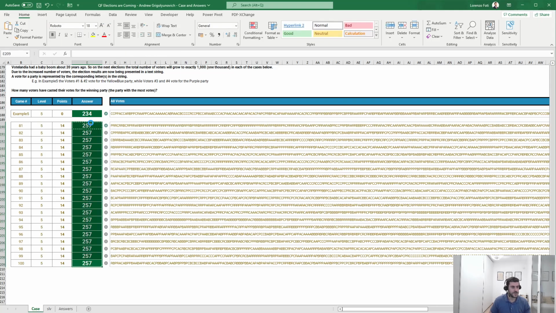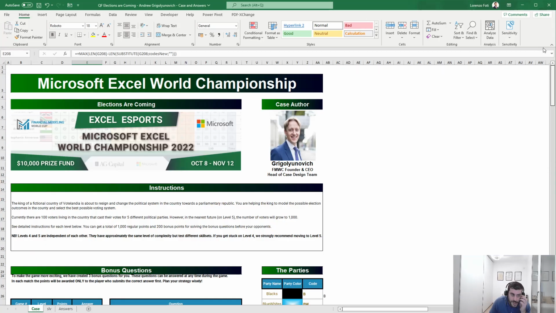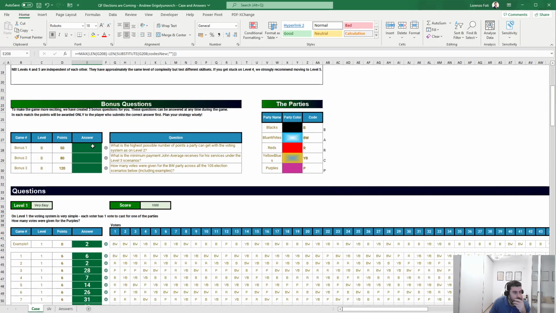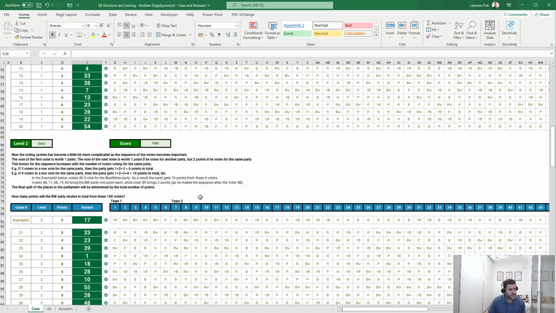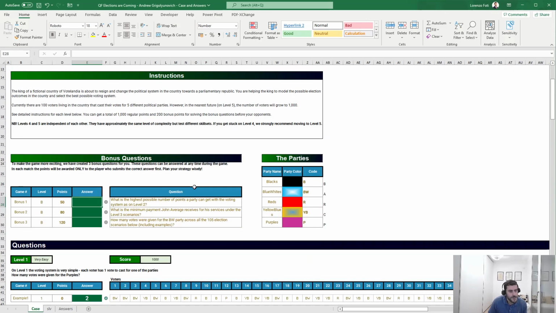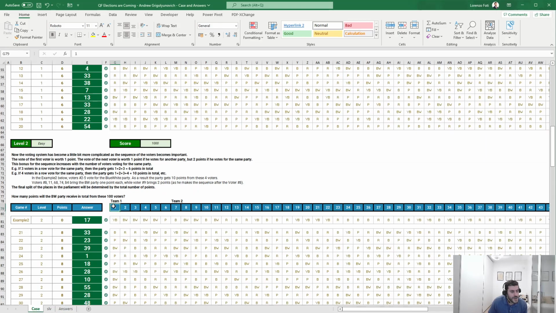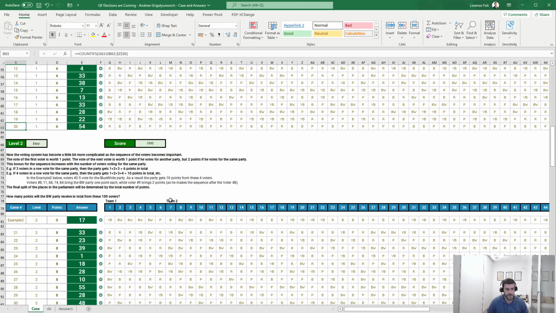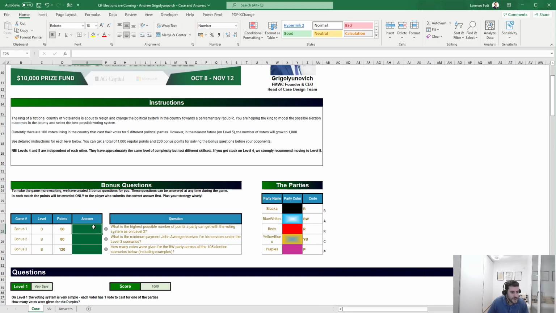Yes. So, level-wise, it was pretty easy. Now let's see if I can scale on the bonuses. What is the highest possible number of points that I can get with the voting system as on level 2? The highest one would be if everyone voted for the same party. I would have 5050, because it's the sum of the increasing values.